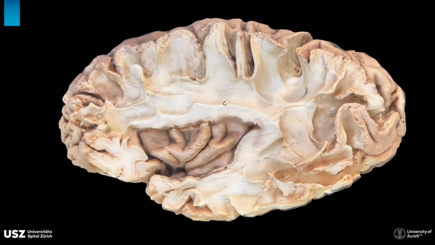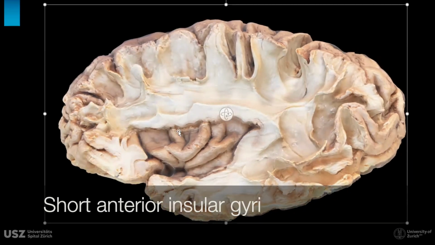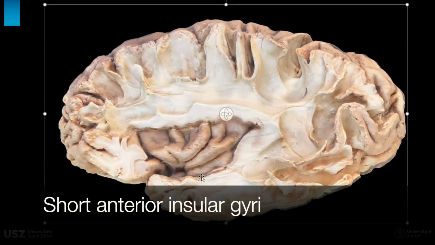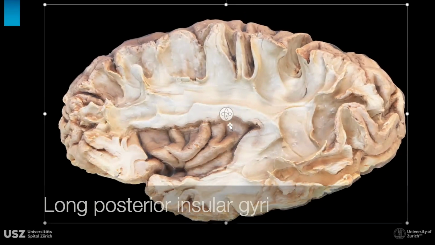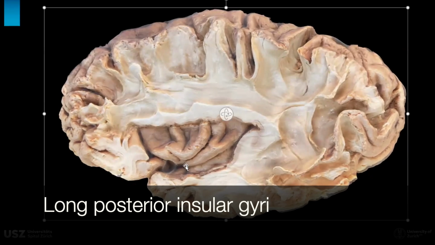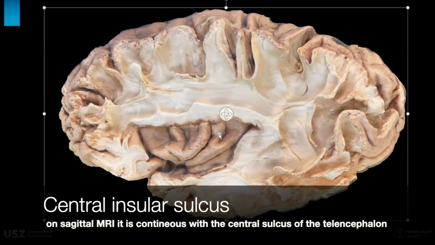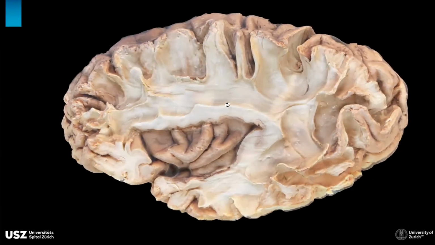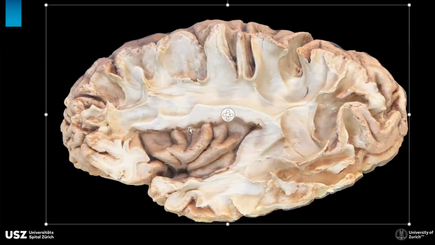The 5 main gyri are the short anterior insular gyri and the long posterior insular gyri. They are divided by the so-called central insular sulcus. The central insular sulcus is a very nice landmark because if you see an MRI sagittally, you will see that it is continuous with the central sulcus of the telencephalon. So it's a good landmark to know. You will recognize again the 3 short insular gyri and the 2 long insular gyri.